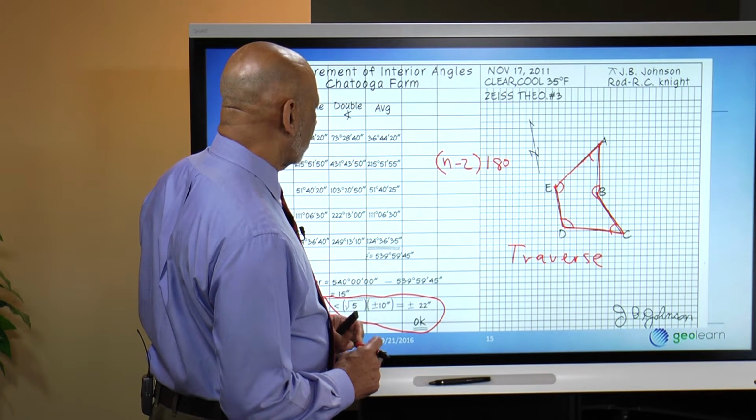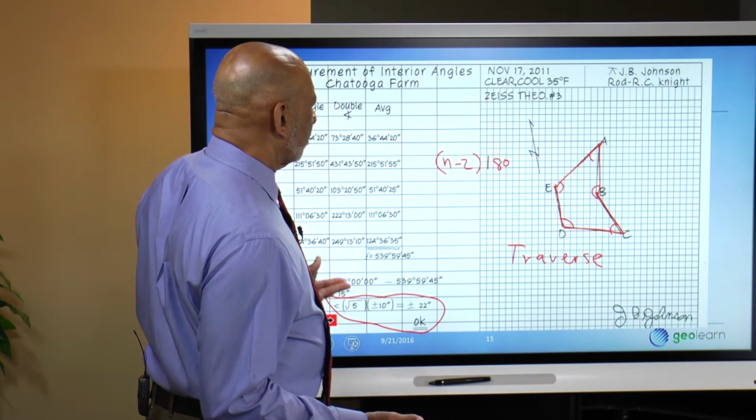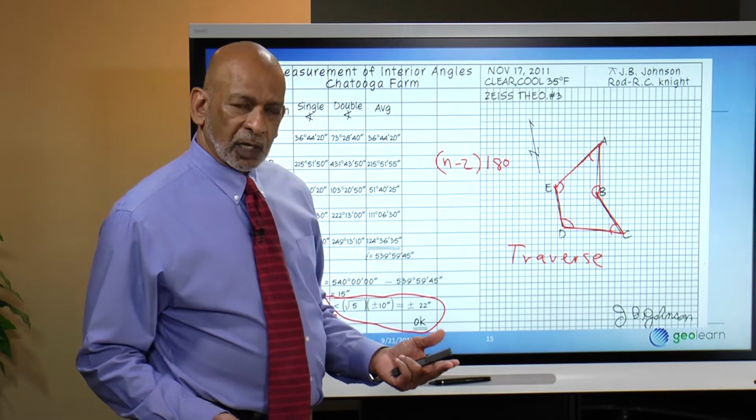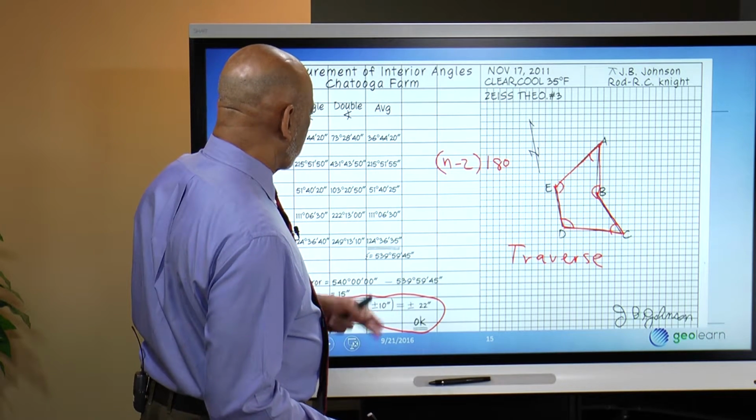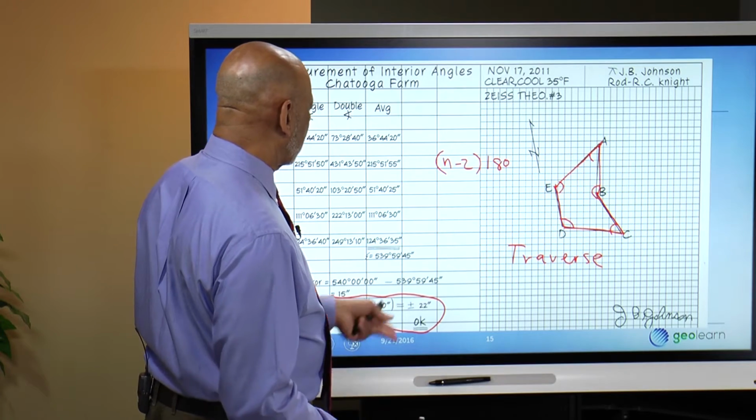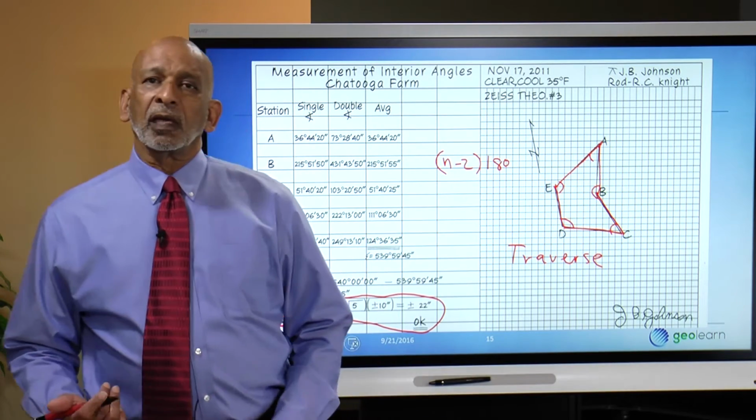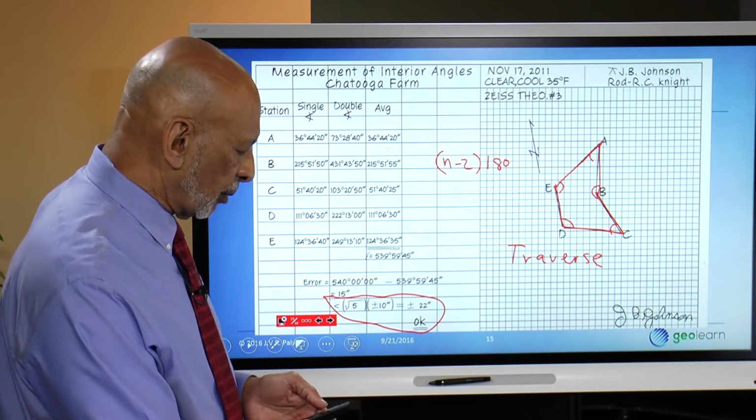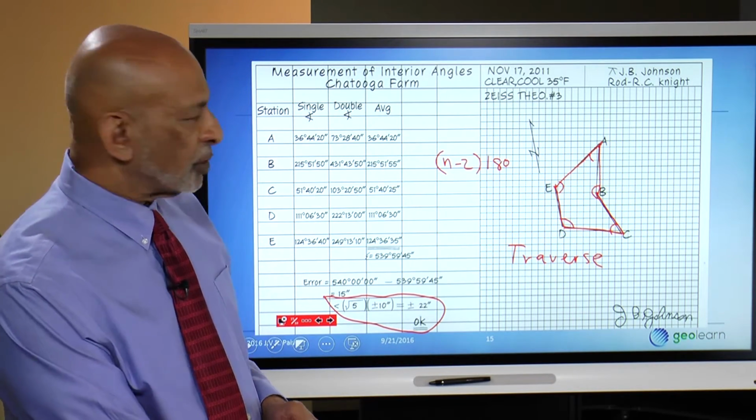If you got something more than that, you may want to analyze the survey and perhaps re-observe some of those angles. And what it says here in these notes is, okay, the allowable that I have set for myself, the standard is 22 seconds. I came up with 15, so I'm okay. This is a reasonable amount of error, because there's no such thing as a perfect measurement.